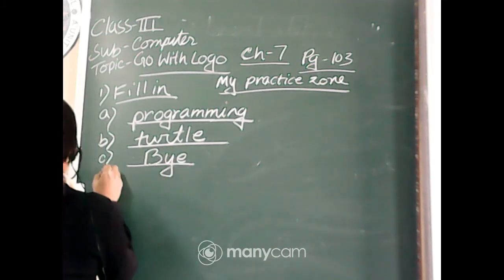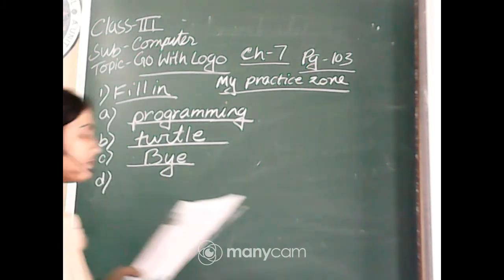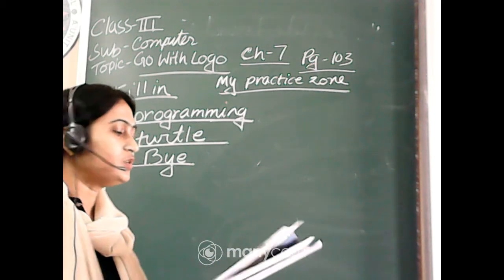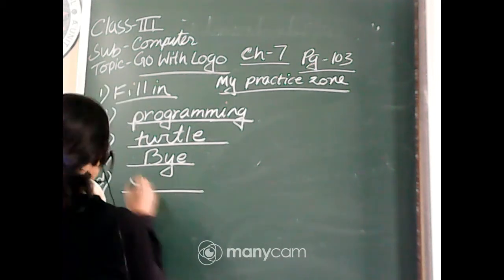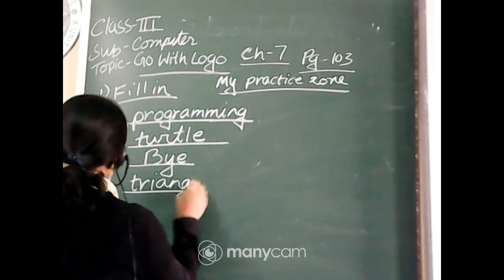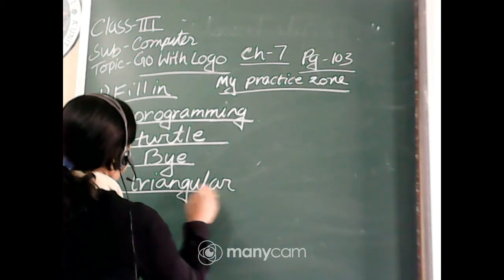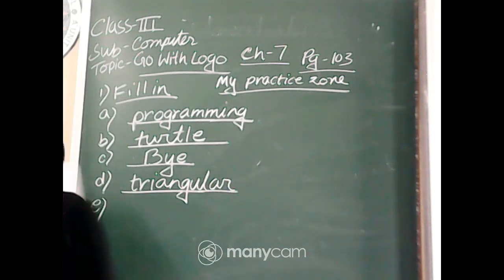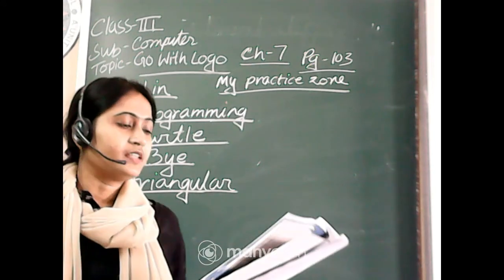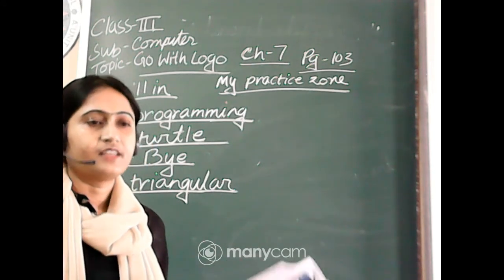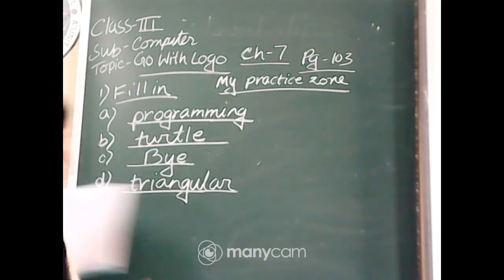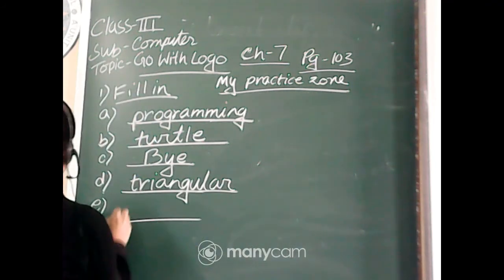Next, number D, the turtle is a small dash picture. Turtle is a small triangular picture. Triangular. Next, number E, the dash displays all the commands given by you. The recall list displays all the commands given by you. So E, recall list.